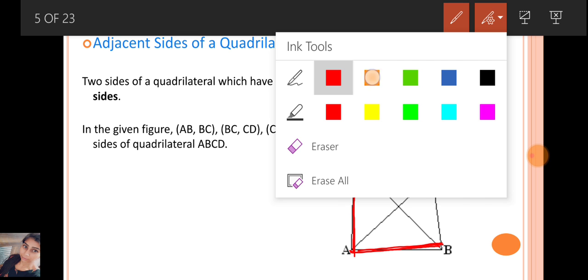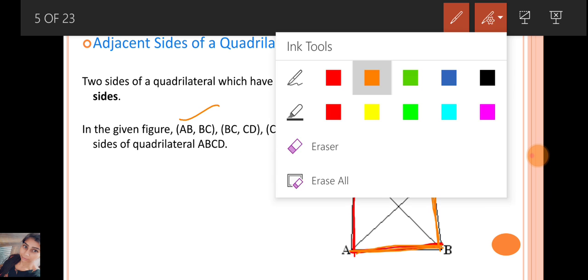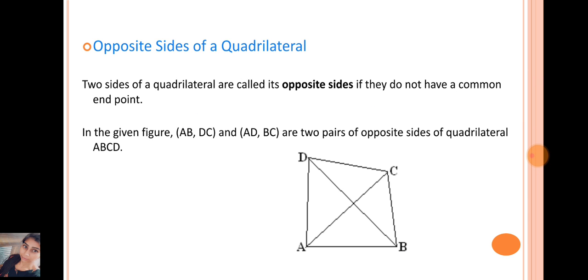The next one is AB and BC. They have a common endpoint B. So AB and BC are again a pair of adjacent sides. Just see, BC and CD, again they have a common endpoint C. That means they are also a pair of adjacent sides. And the last one is CD and DA, again a pair of adjacent sides. I cannot find, and you cannot find, any other pair of adjacent sides. So let us move to the next topic, that is opposite sides of a quadrilateral.